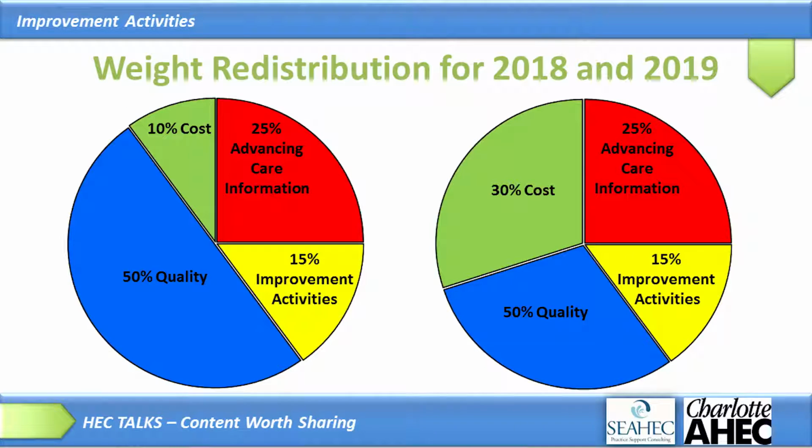Something to be aware of is that moving forward to 2018, the weights are expected to be redistributed to quality decreasing to 50%, improvement activities staying at 15%, advancing care information staying at 25%, and cost increasing to 10%. Then as we move even further into 2019, the weights are expected to be redistributed once more to quality decreasing to 30%, improvement activities staying at 15%, advancing care information staying at 25%, and cost performance increasing to 30%. Beyond 2019, weight percentages have not been determined at this time.